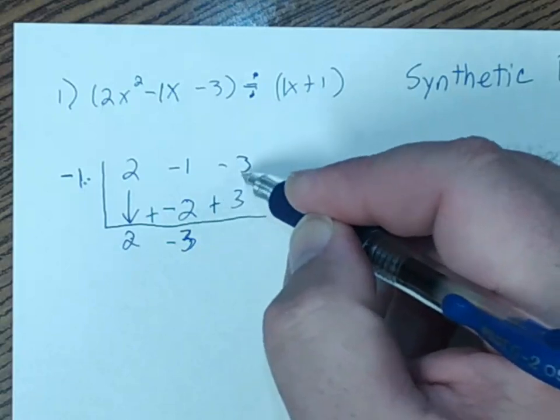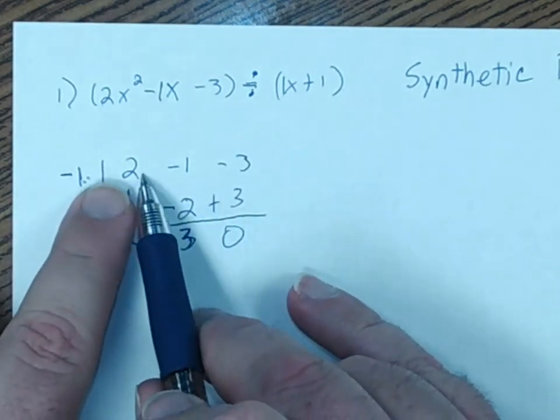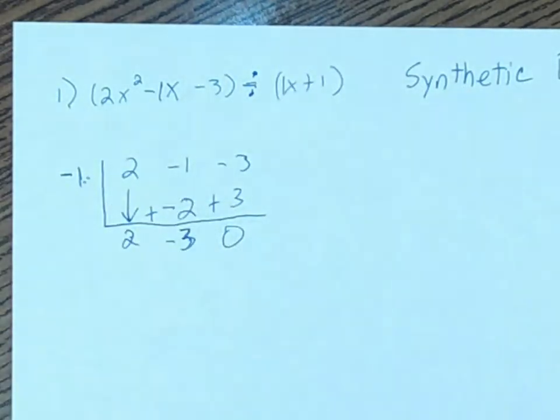And then I'm going to add down. Negative 3 plus 3 is 0. So now I have this. The question then is, how do I interpret it? Well, if you remember, this was 2x squared, negative 1x, and negative 3.